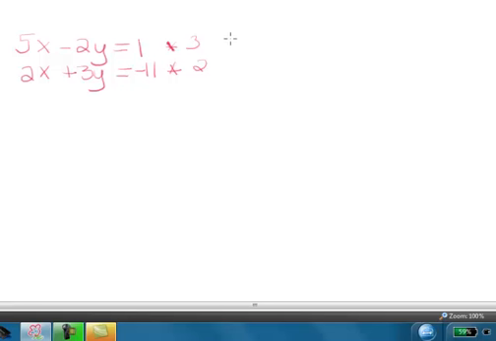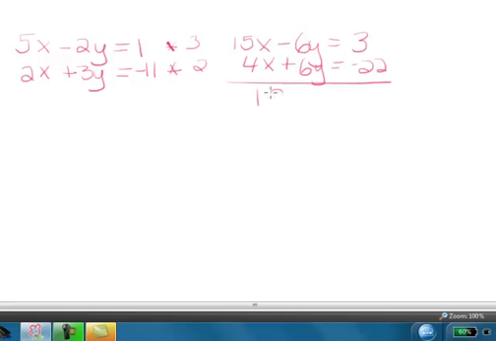So if I multiply the top equation by 3, I will get 15x minus 6y equals 3. And if I multiply the bottom equation by 2, I'll get 4x plus 6y equals negative 22. Now when I add the two equations together, I have 19x, the y's eliminate, equals negative 19.